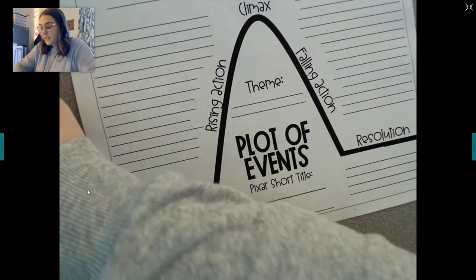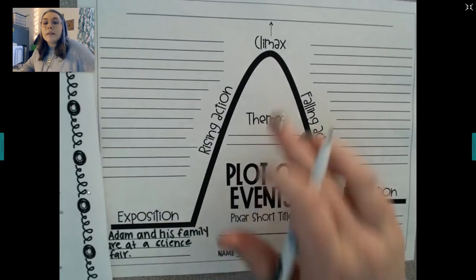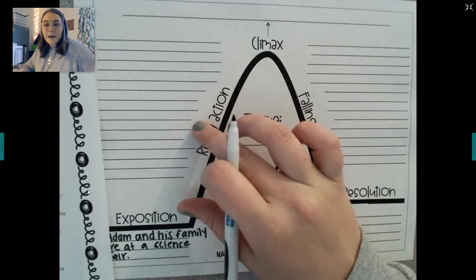Okay, so now as I continue reading, I'm going to try and figure out what the climax is. I'm going to skip over rising action for now, and I'm going to try to figure out what the climax is.